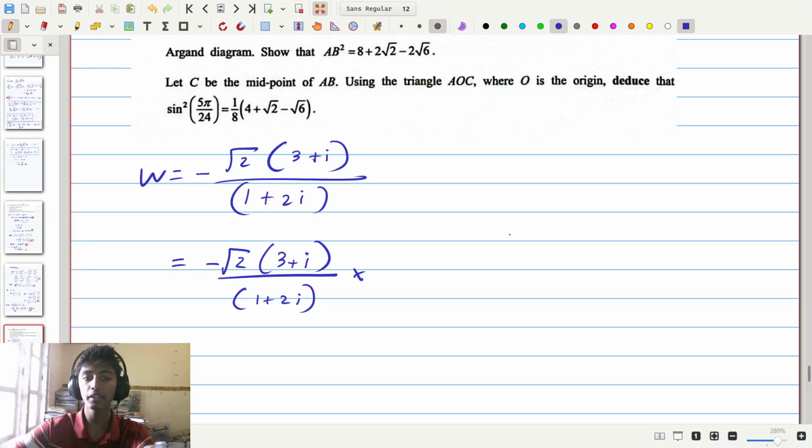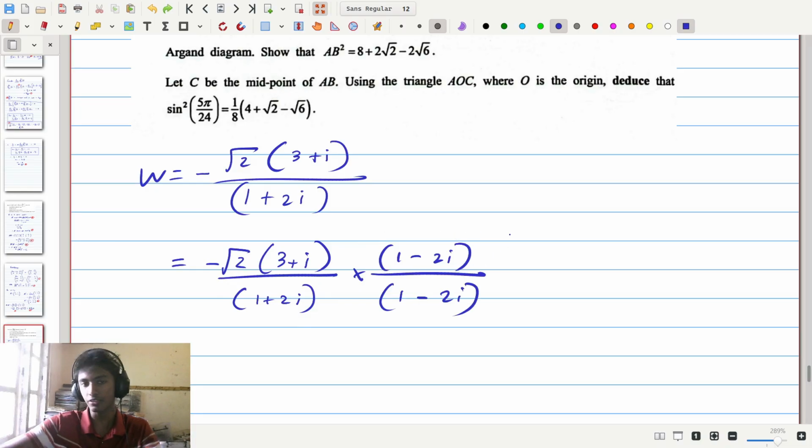and then we're going to multiply the top and the bottom by the same number, which is going to be the complex conjugate of 1 + 2i, which is 1 − 2i. So we're going to multiply by (1 − 2i) and divide by (1 − 2i). Now since 1 − 2i is not 0, there's nothing wrong with this.